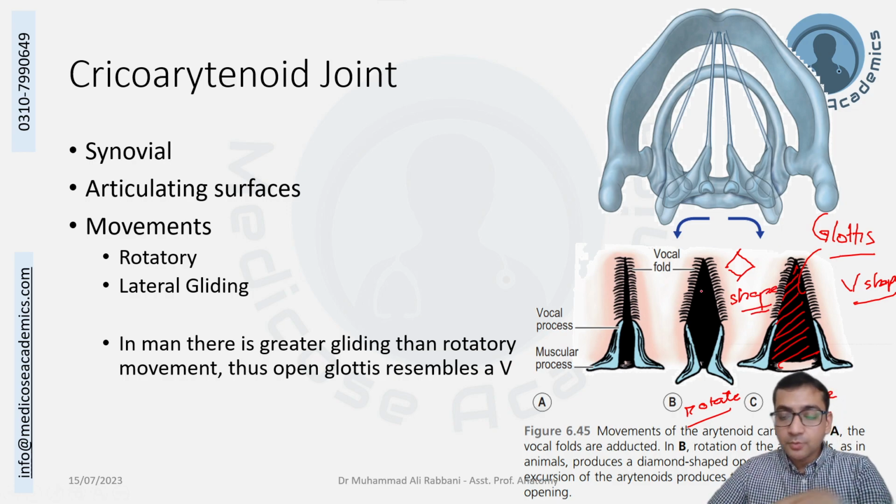So there are two possible movements of the arytenoid cartilages, and both of them are asked from you. In humans, the sliding is more important, and the V-shape opening of the vocal cords is more prevalent in humans.